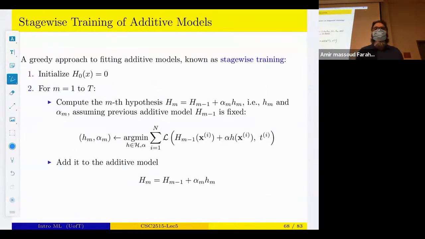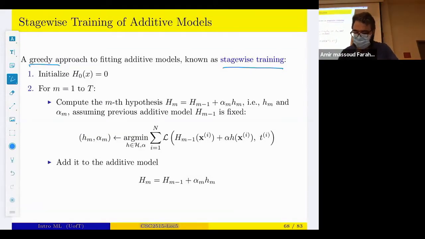Okay, so what does this procedure look like? This is a greedy procedure, because instead of learning all the hypotheses H1 to HM all together, we learn them one by one. This is greedy in the computer science sense: we add the best classifier that locally improves the current classifier. This greedy approach of fitting additive models is also sometimes known as stage-wise training. So training is done in stages.